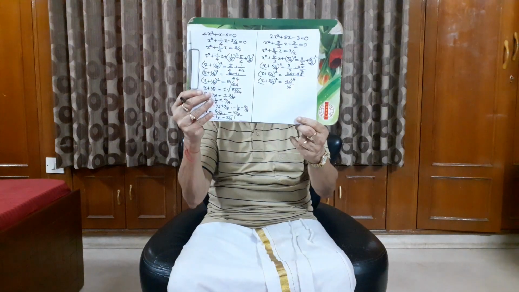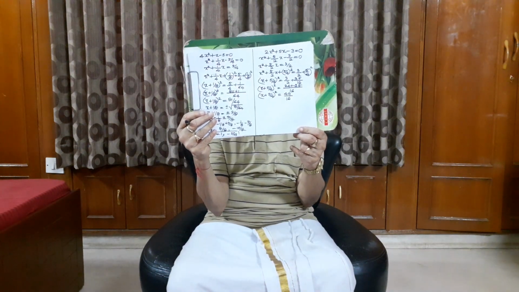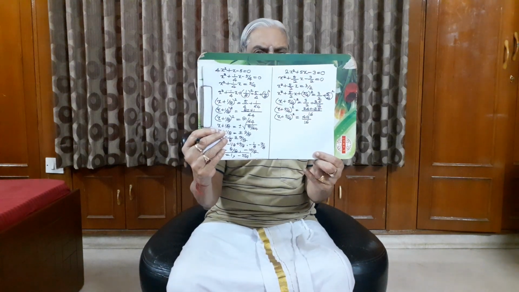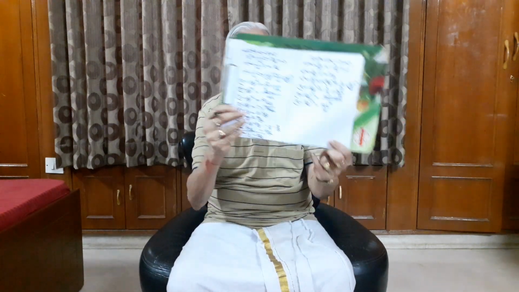That is, x plus 5 by 4 the whole square. That is equal to, what is 25 plus 24? 49 upon 16 came, see. 25 plus 24 is how much? 49 by 16. Once again, it's a perfect square. See, 49 by 16.